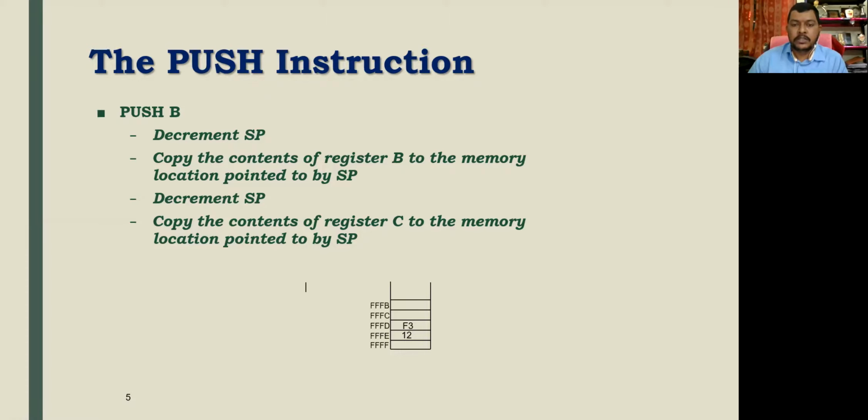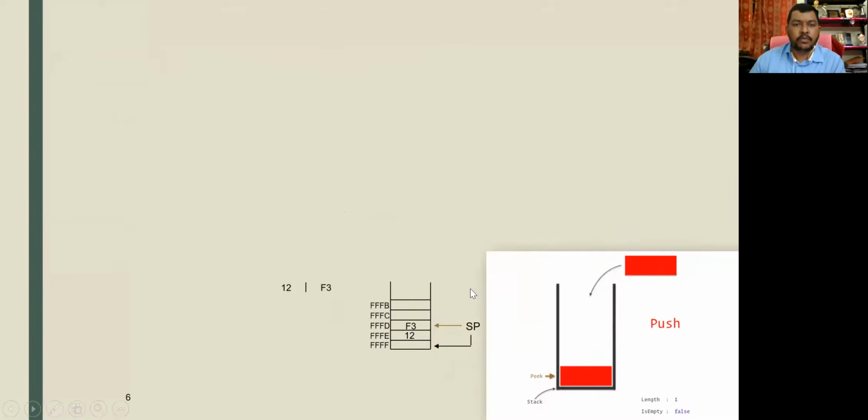So let us see. This is the stack. Now these are registers B and C, and the data in B and C are 12 and F3. As soon as we execute the instruction push B, the contents of register B will be stored in the memory location FFFE, and then the stack pointer decrements, and F3, the content of register C, is saved in FFFD. This is how push works.